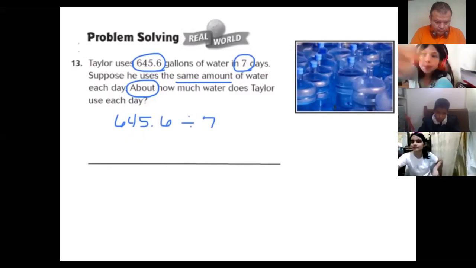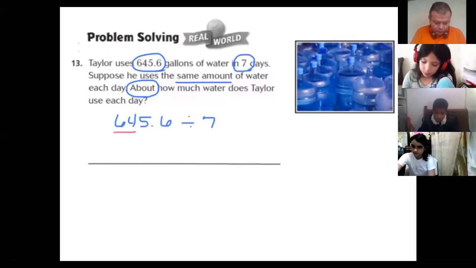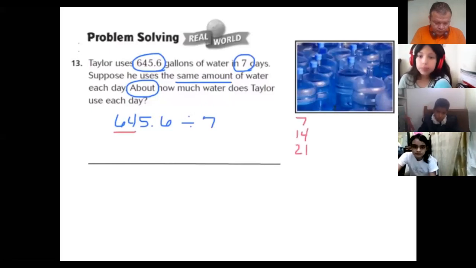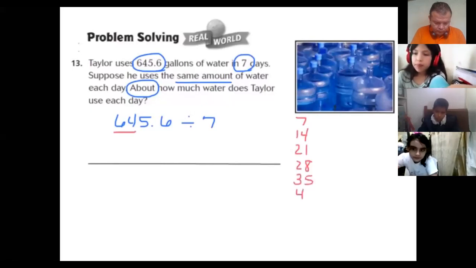And because I know my multiples of 7, I know that when I look at the first two numbers that are given, 64, there is a multiple of 7 close to 64. So what I'm going to do is come out to the side and list out my multiples of 7. So I've got 7, 14, 21, 28, 35, 42, 49, 56, 63, and 70.